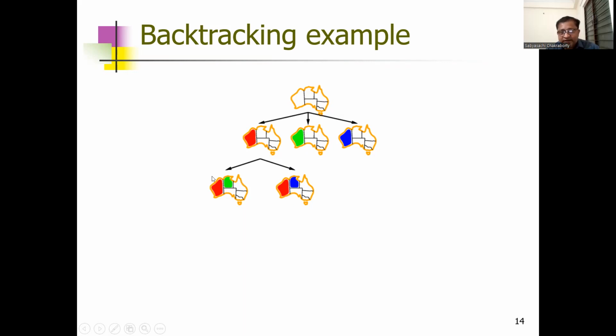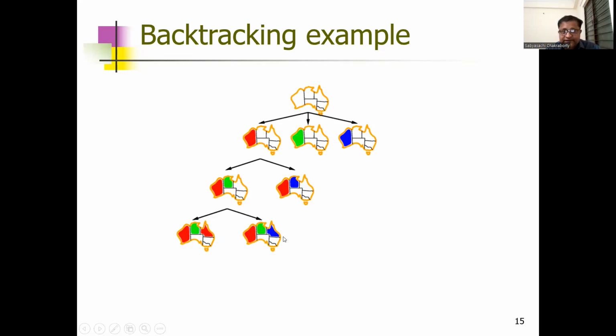Again, following the DFS rule, we take the leftmost state and explore it. Now we have two sub-states where Queensland can be colored either red or blue, any one of them. Now among these two sub-states, is there any state? Just look carefully.